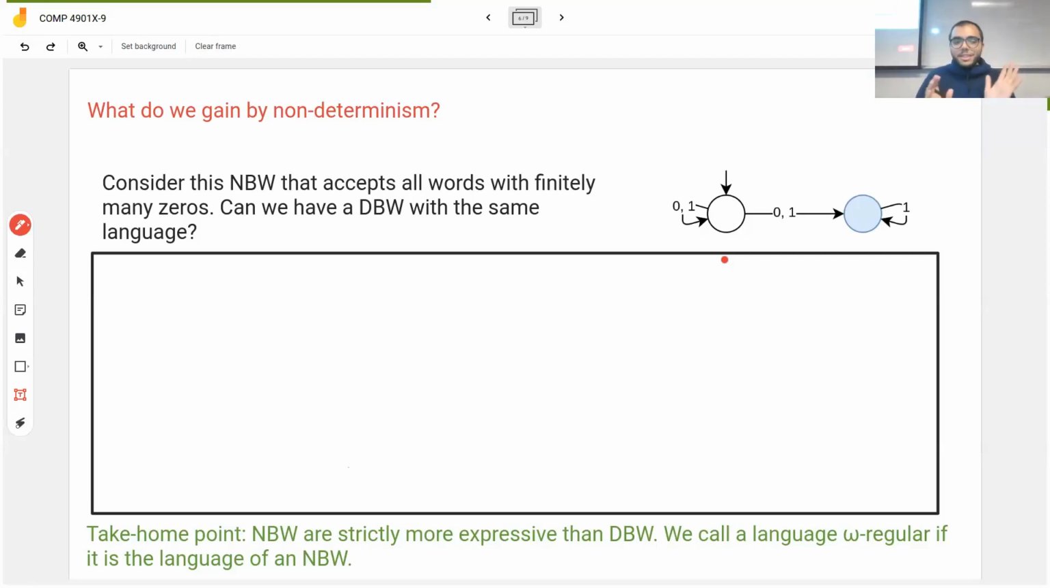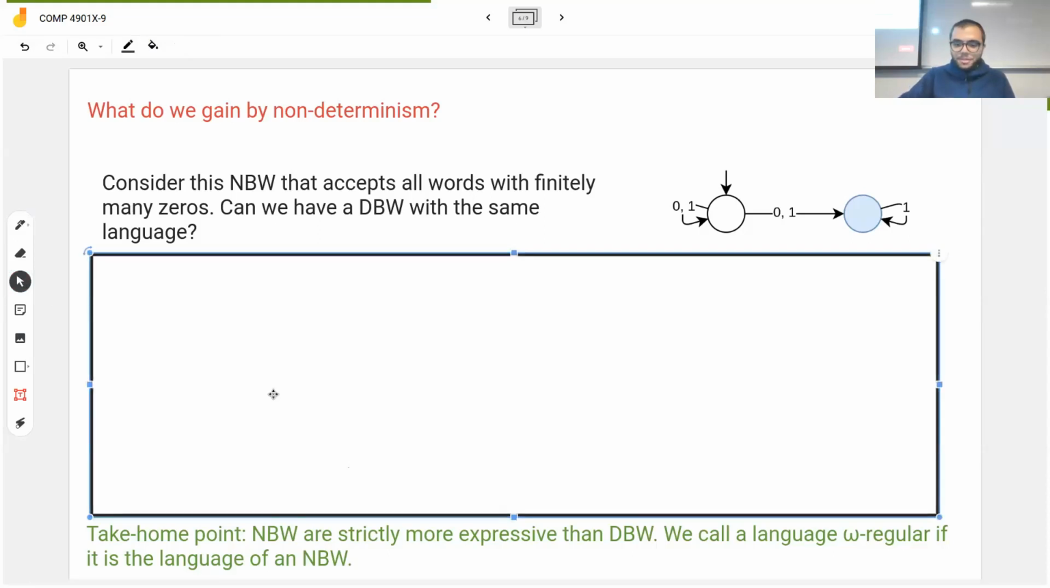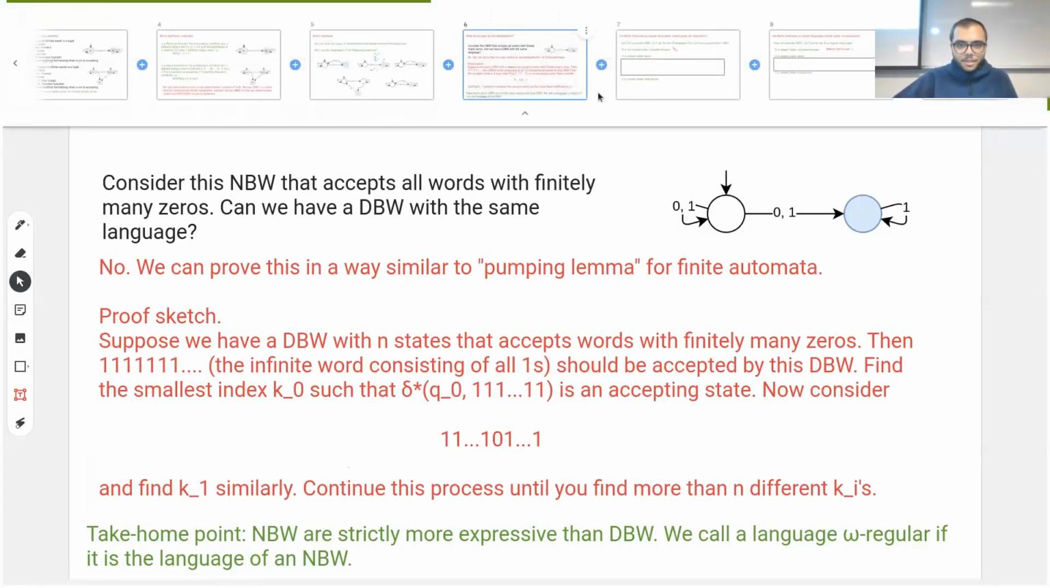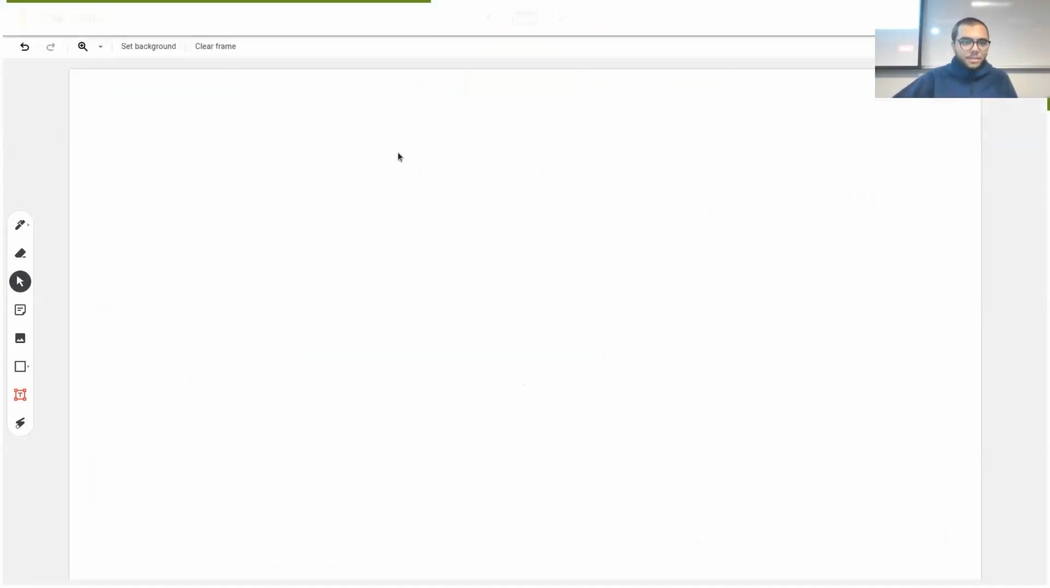But intuition is not good enough for us. Let's say we're mathematicians, we want to prove this. So prove that there is no deterministic Büchi automaton that would accept the same language. Actually, let me give you the proof. The proof here is very similar to what we call the pumping lemma for non-deterministic automata. Let me add a slide here and try this.